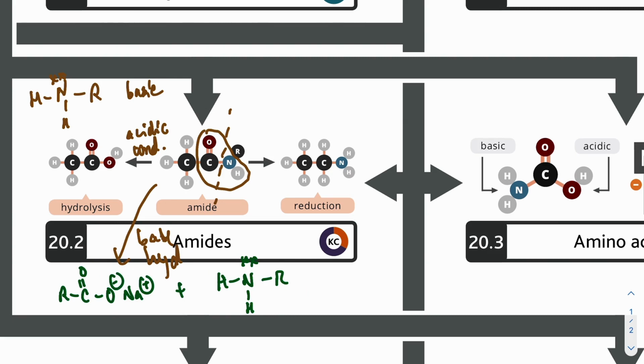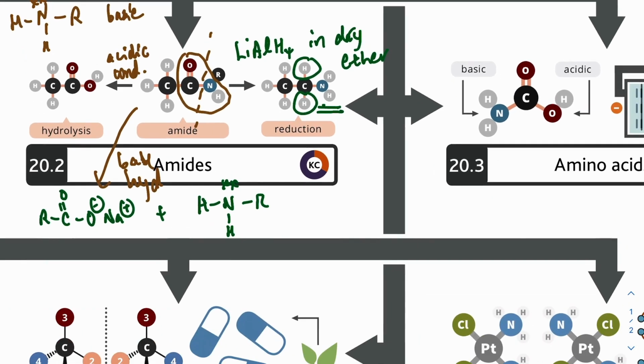Okay, the reduction of amide, you see how the carbon there has lost the oxygen and gained the hydrogen. This is achieved by using LiAlH4, lithium aluminium hydride in dry ether. So lithium aluminium hydride is very sensitive to water, that's why we have to use dry ether there. Okay, as well as reflux.